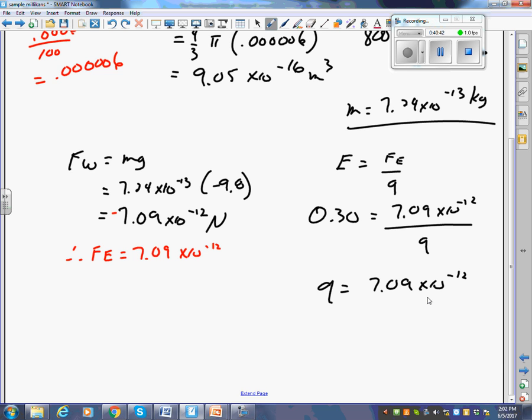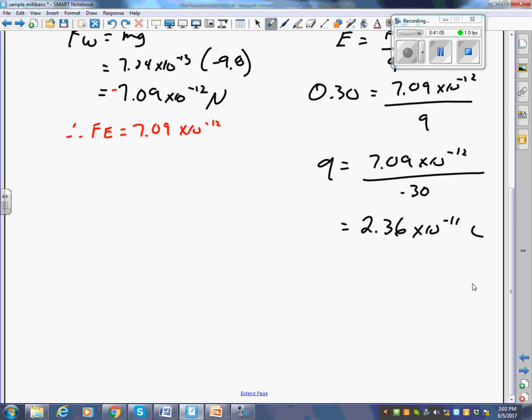Q equals 7.09 times 10 to the minus 12. That would be, no, that's wrong. I divide by 0.3 and I get 2.36 times 10 to the minus 11. And now to get it into Elches, you have to be careful. I really recommend the use of a pencil. You will make mistakes. 2.36 times 10 to the minus 11.